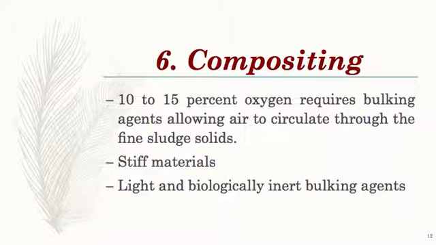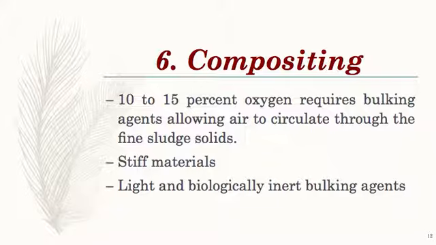Next is composting, which is an aerobic process of mixing sewage sludge with agricultural byproduct sources of carbon such as sawdust, straw or wood chips. In the presence of oxygen, bacteria digesting both the sewage sludge and the plant material generate heat to kill disease-causing microorganisms and parasites. The maintenance of aerobic conditions with 10 to 15% oxygen requires a bulking agent allowing air to circulate through the fine sludge solids.